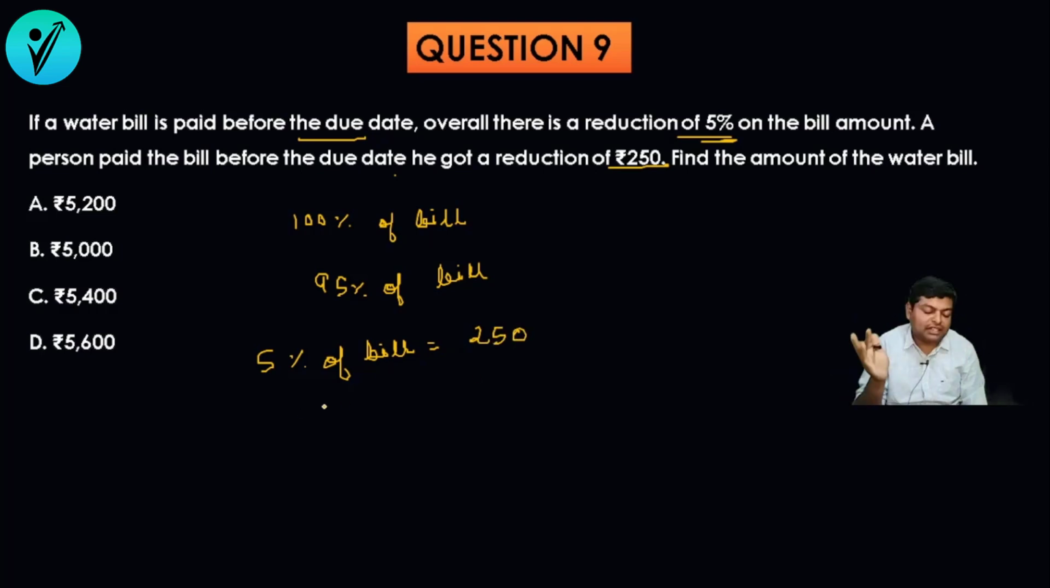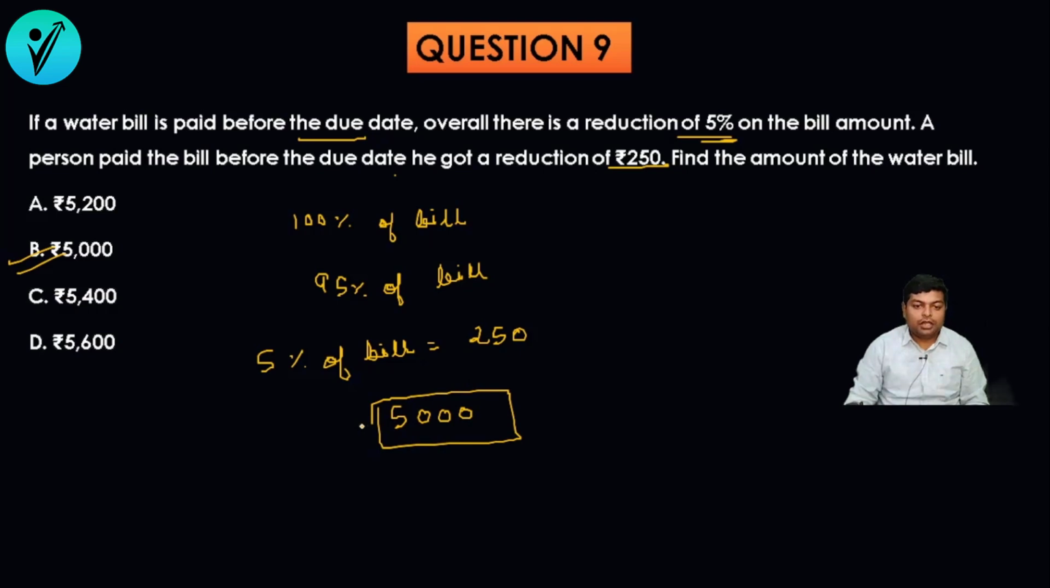Simply इसको solve कर लो and you'll be getting the answer. या आप directly ऐसे भी कर सकते हो. If 5% of something is 250, 10% of that will be 500. 5% अगर ये है, 10% just double होगा, and if 10% is 500, 100% will be 5000. Or you can simplify it also, then also you'll be getting the same answer. So the answer to the question will be 5000. All right, so this was question 9 for you.